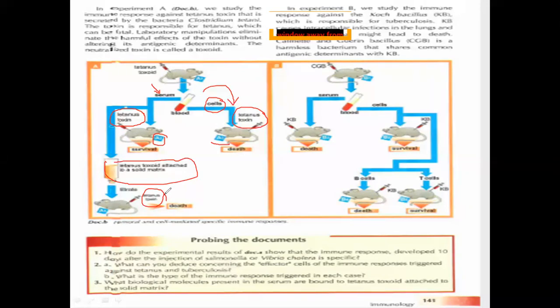However, in experiment B, there is a disease called CGB. CGB is a disease caused by the harmless one. CGB has a bacterium called Koch bacillus, Koch bacillus KB, which is responsible for tuberculosis. Tuberculosis infects the lungs and causes problems in the lungs, and they lead to death.